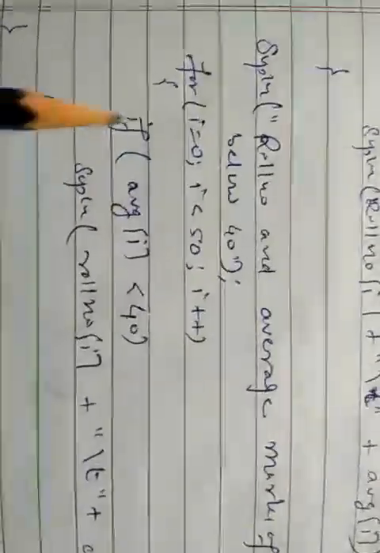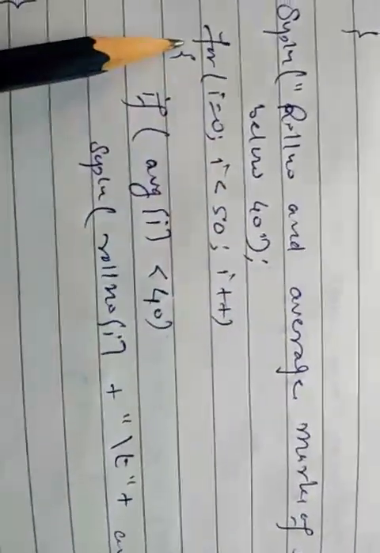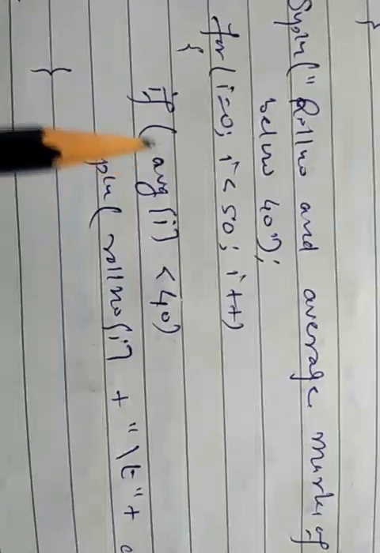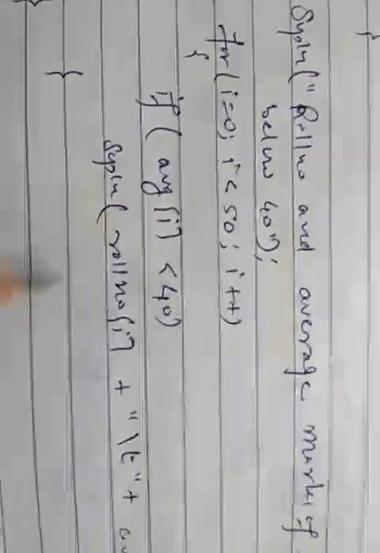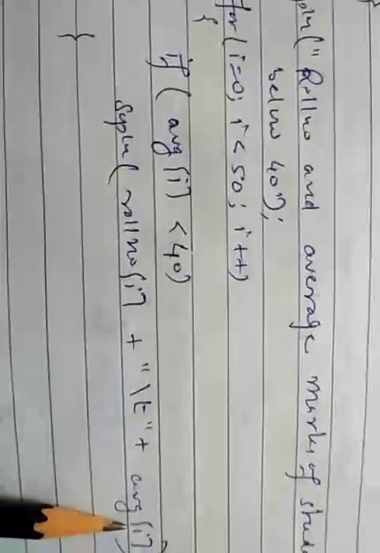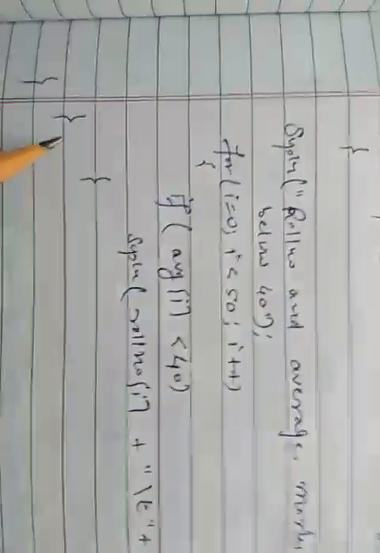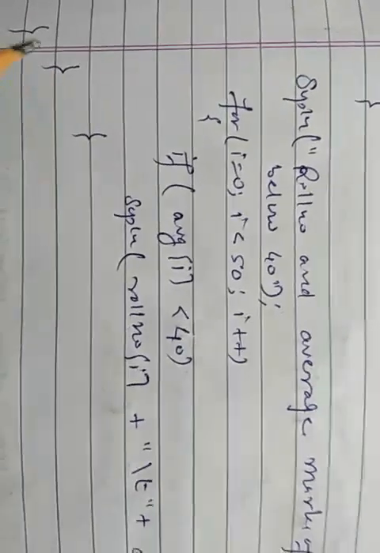And the third case is we want to print the roll number and the average marks of the students below 40. So we execute the loop from i equals 0 to less than 50. If the average marks of i is less than 40, then we print the roll number and the average marks of that student. So this is the complete solution of question number 35.